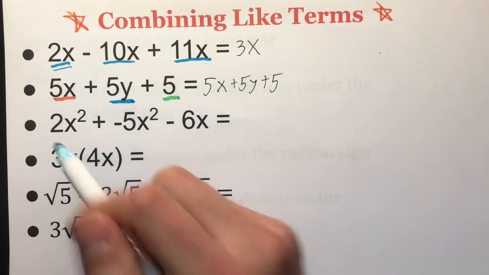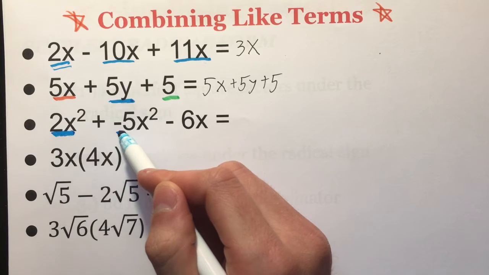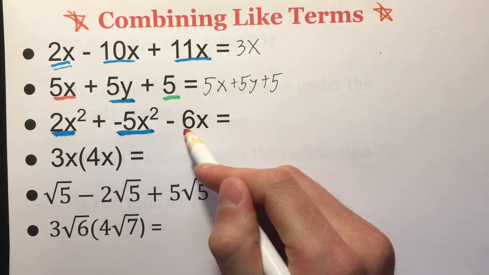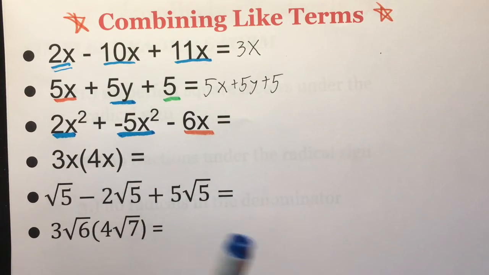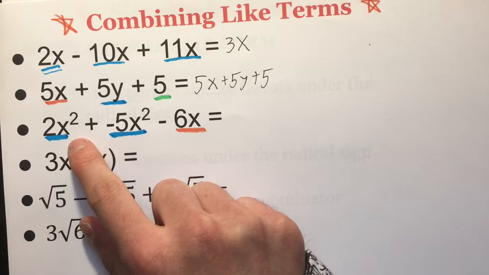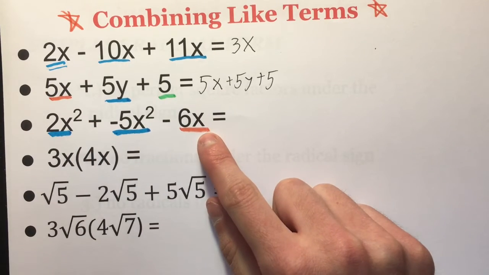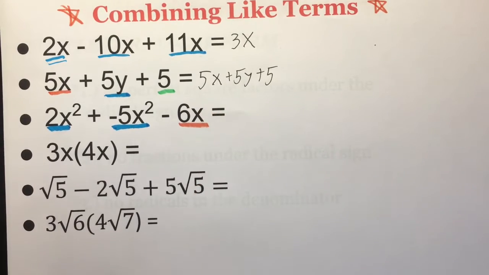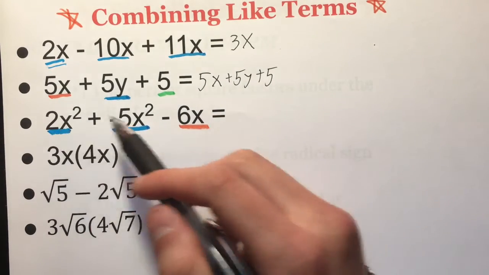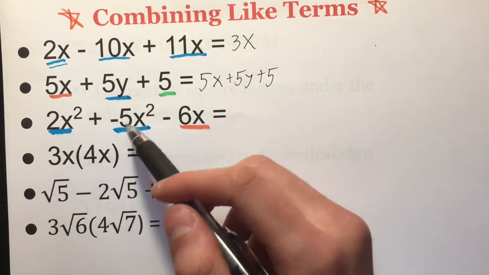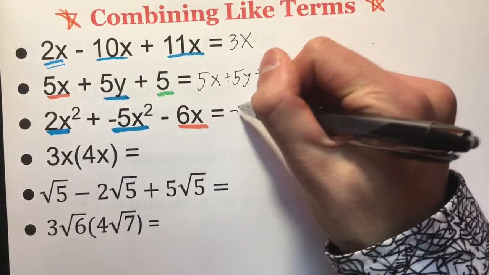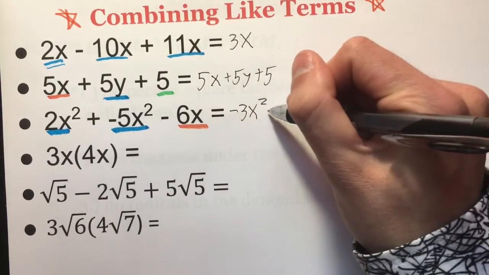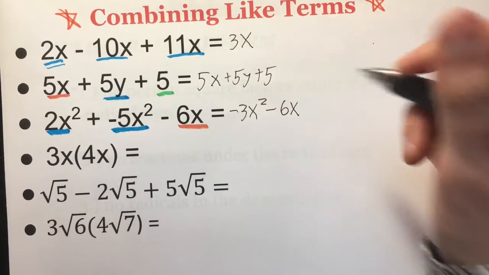Let's see, we have 2x squared plus negative 5x squared minus 6x. So 2x squared and 5x squared, those are like terms because they share the variable x and it's to the second power. 6x is not a like term with those because the exponent with this x is just to the first power. So doing the ones in blue, 2x squared minus 5x squared, or plus negative 5x squared, that's going to be negative 3x squared. And then we can't really simplify negative 6x anymore, so we're just going to carry that on.